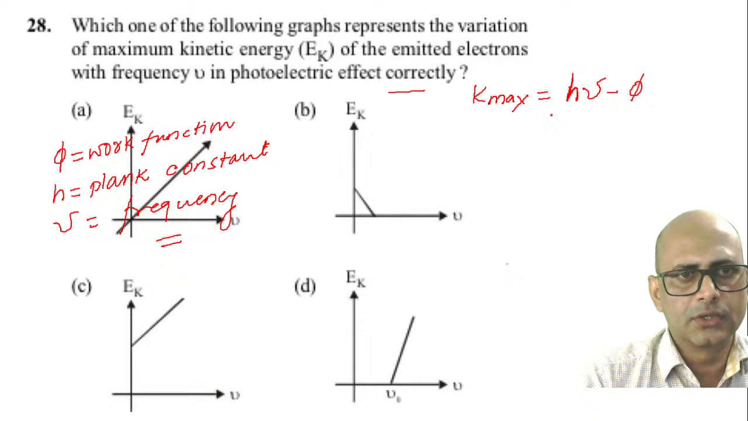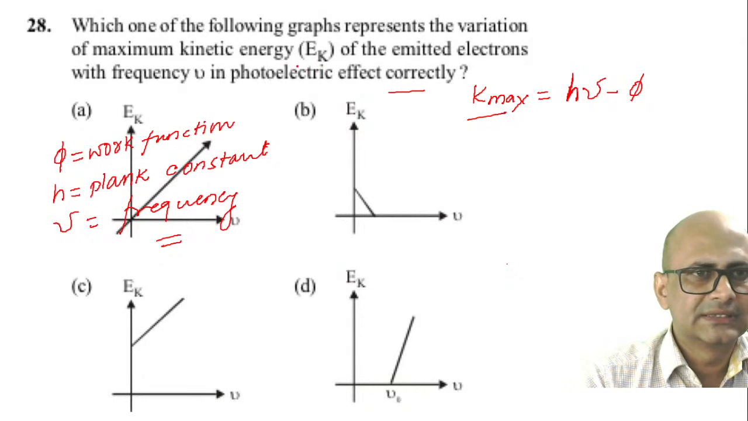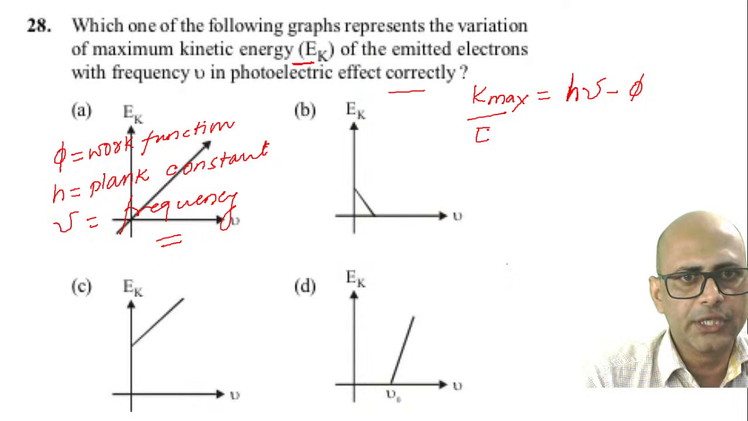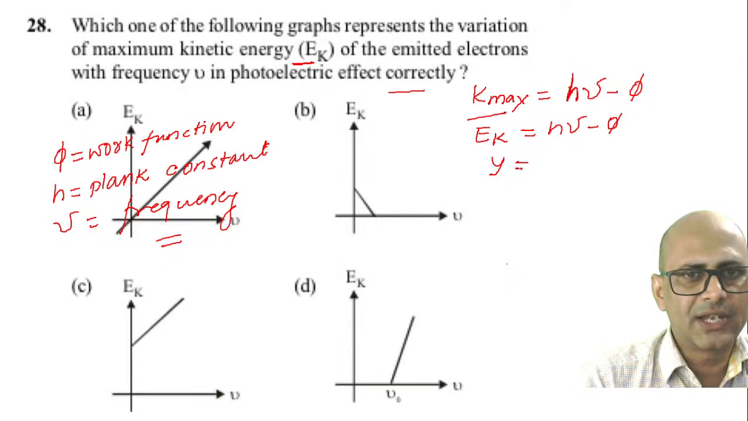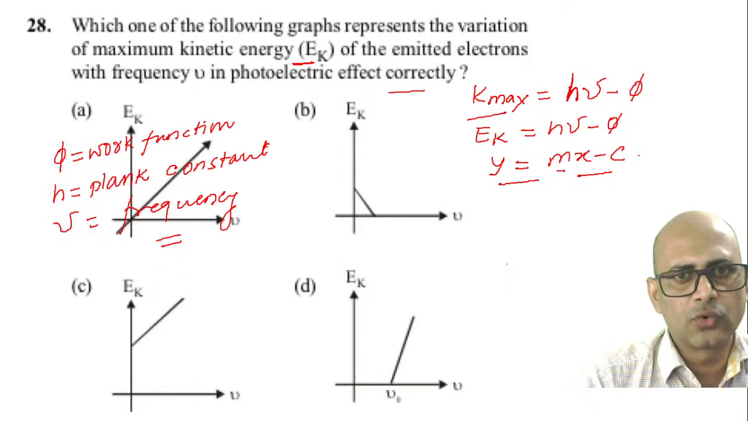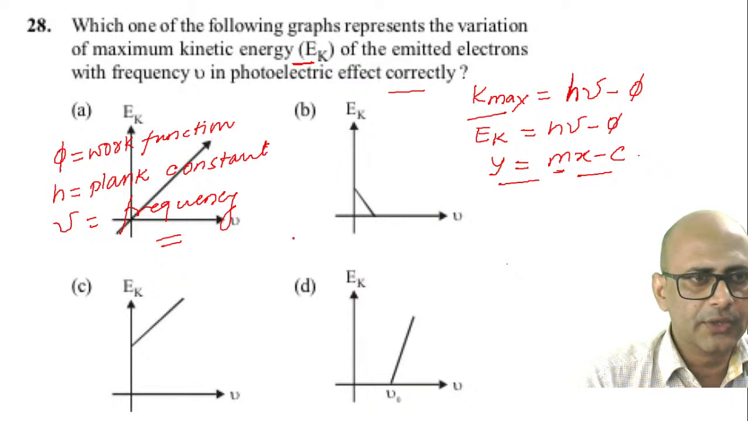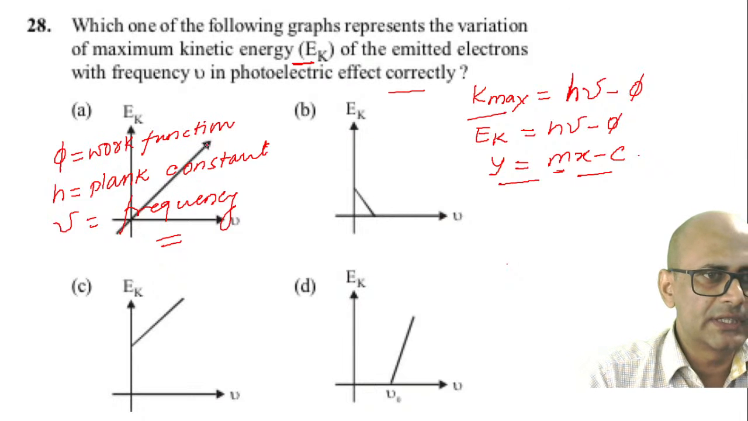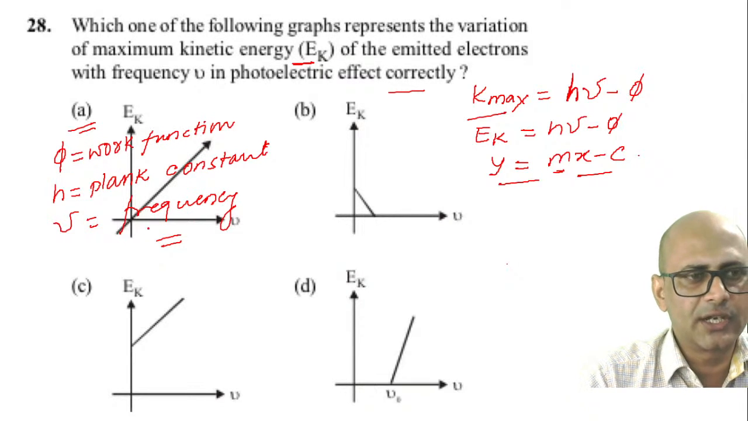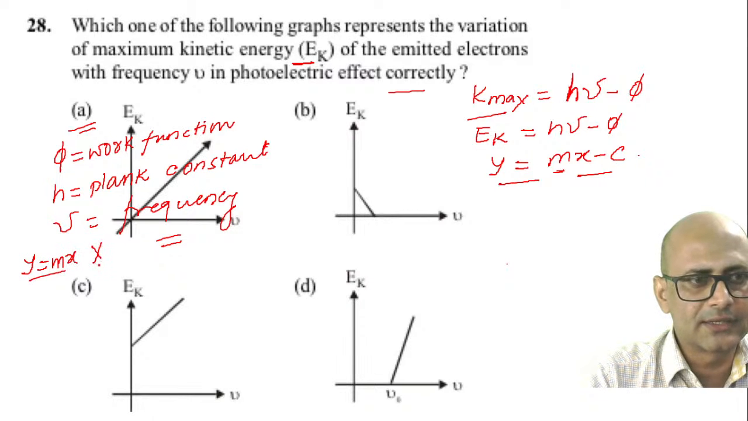Here the symbol in the question is EK. So EK is equal to h nu minus phi. If you compare it with the standard linear equation, y is equal to mx minus c, its y-intercept is negative and its slope is positive. So if we go option by option, option A is a straight line passing through the origin, y is equal to mx. This is not the correct answer.